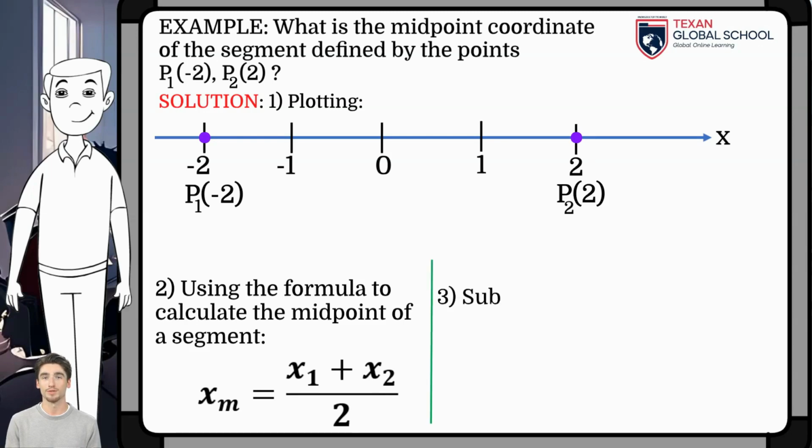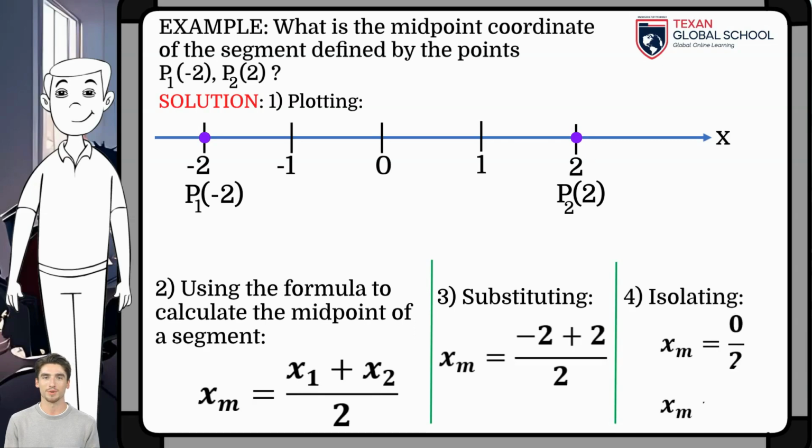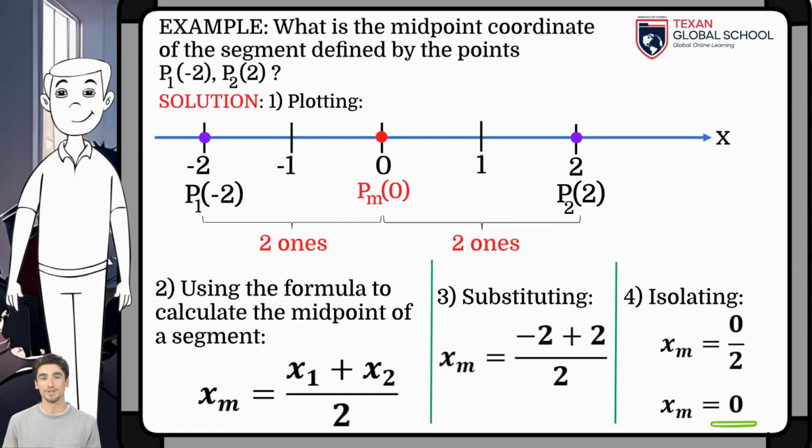Then, substitute the coordinates of the point P1 and P subscript 2. Isolate the coordinate x_m, obtaining 0. Graphically, we can see that the point P of coordinate 0 is the midpoint of the line segment, since the distance from P1 to P_m is 2 units, just like the distance from P_m to P subscript 2.